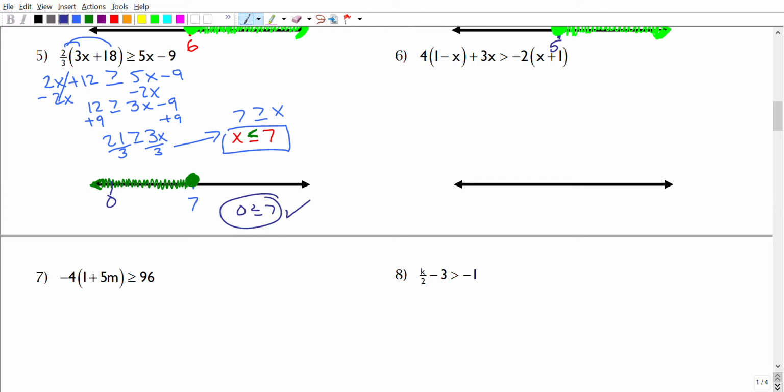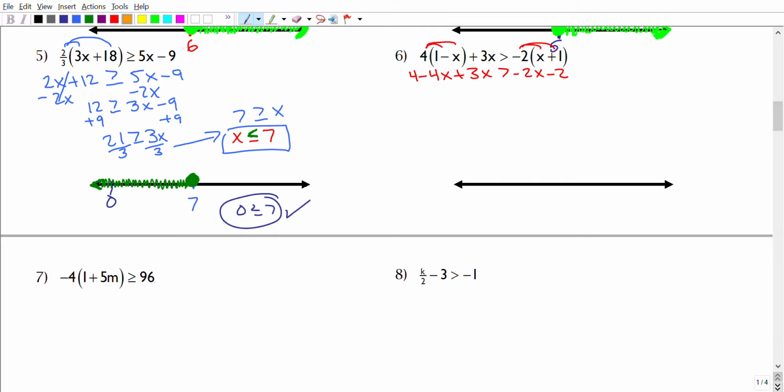Okay. Now number 6 just looks like a lot of work. But besides that, honestly, it's the exact same thing, guys. So don't let little things like that intimidate you. We just have to go ahead and do more steps, but we know those steps, so it won't be hard. So we have 4 minus 4x after distributing, and we still have that 3x there. After distributing that negative 2, we get negative 2x minus 2.